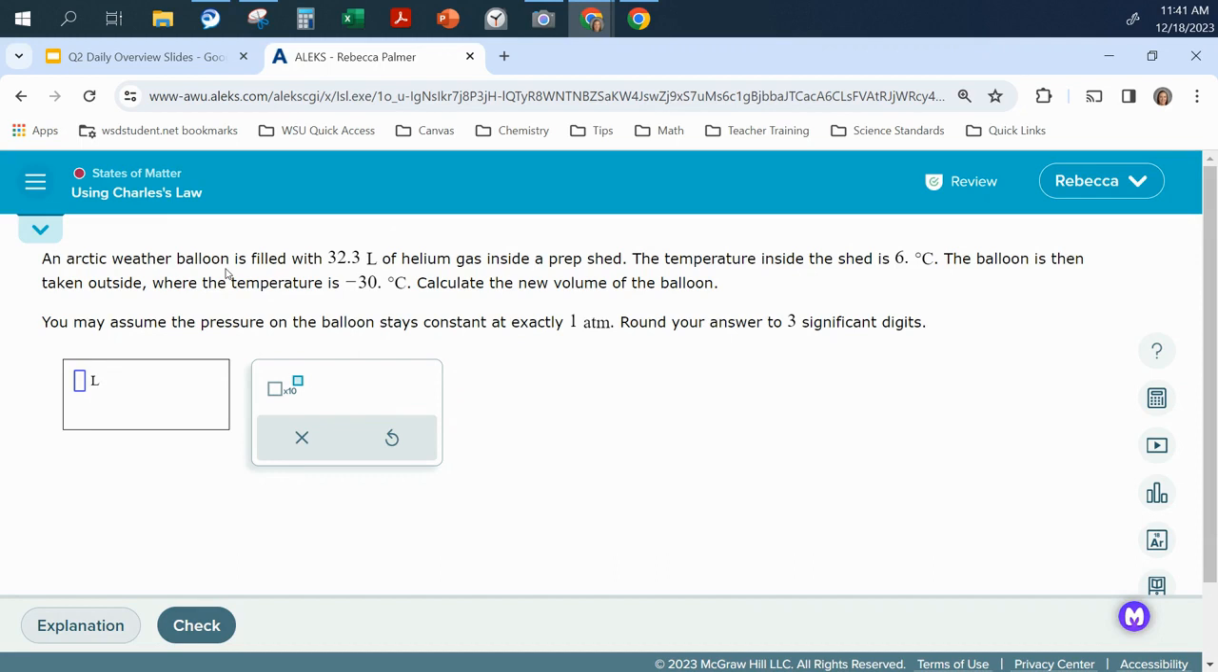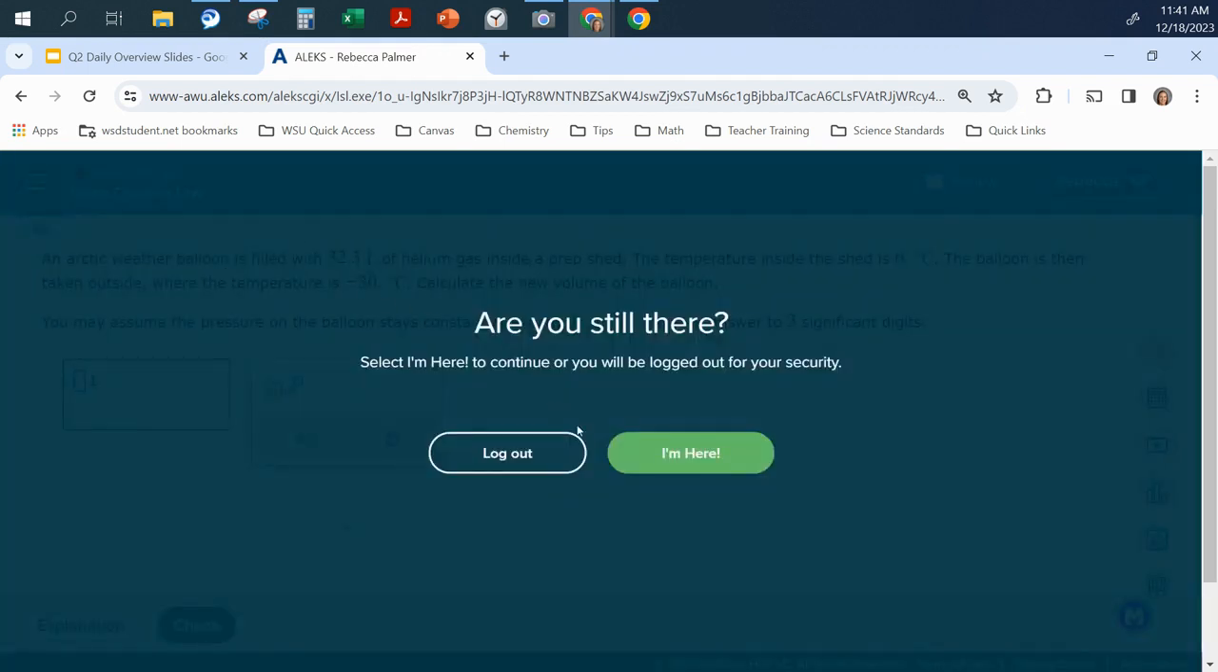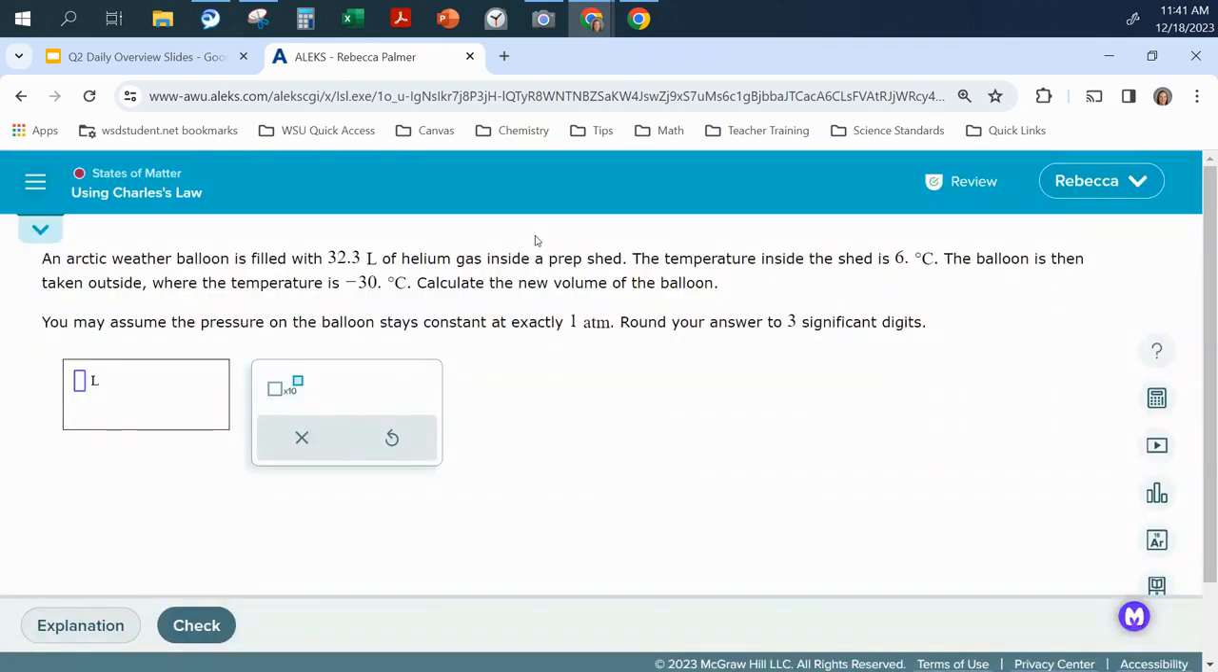So this one is like the balloon problem. Okay, so this says we have an Arctic weather balloon and it's filled with 32 liters of helium inside a preparation shed. The temperature inside the shed is 6 degrees Celsius. That's kind of cold. The balloon is then taken outside where the temperature is negative 30 degrees Celsius. Calculate the new volume of the balloon.